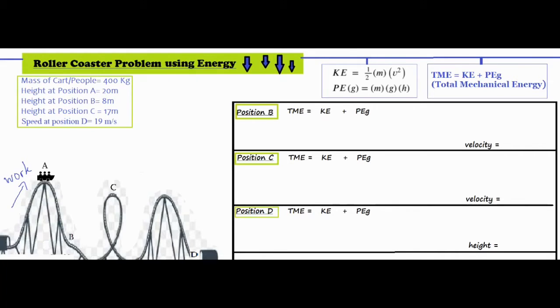Now, at the very beginning of the ride, it momentarily has a velocity of 0 meters per second before its drop. So it won't have any kinetic energy at the top of its very first hill, but it will have lots of gravitational potential energy. So in order to solve for the total mechanical energy, you would set it up just like this.